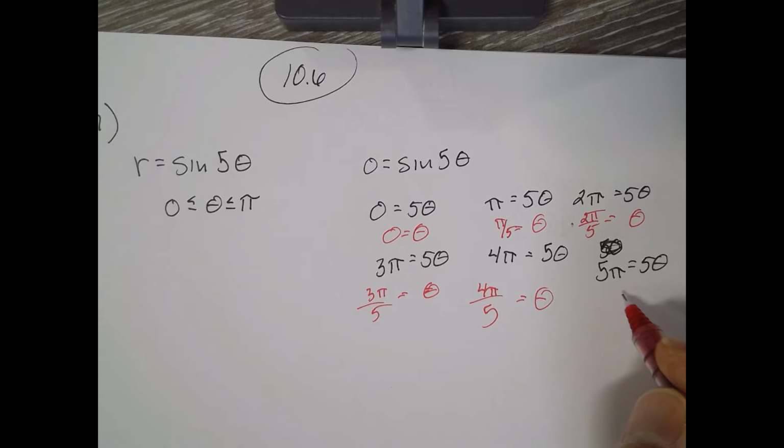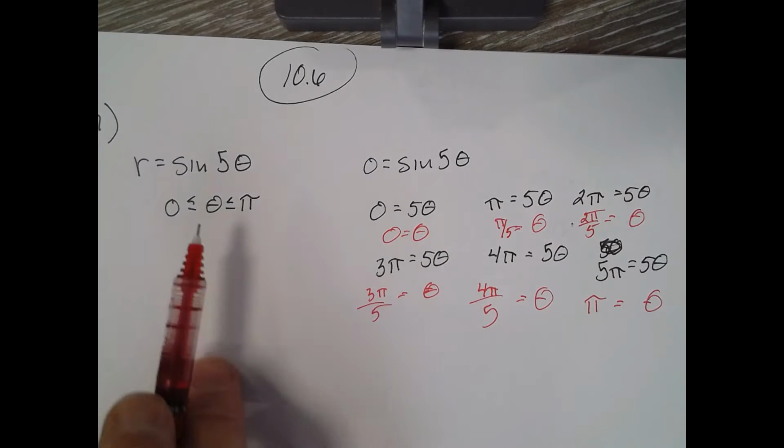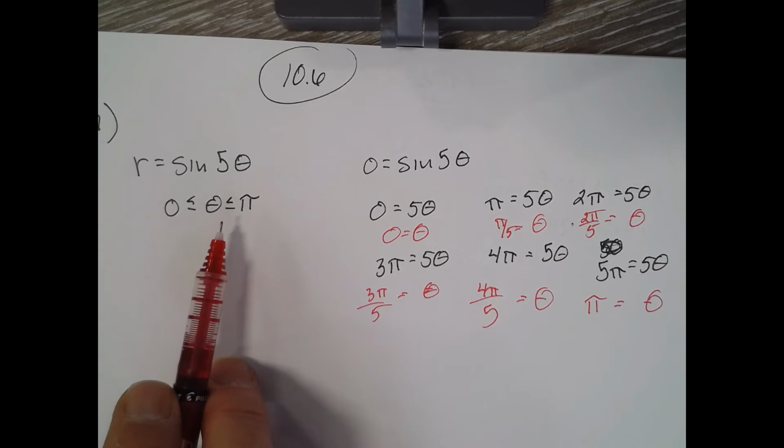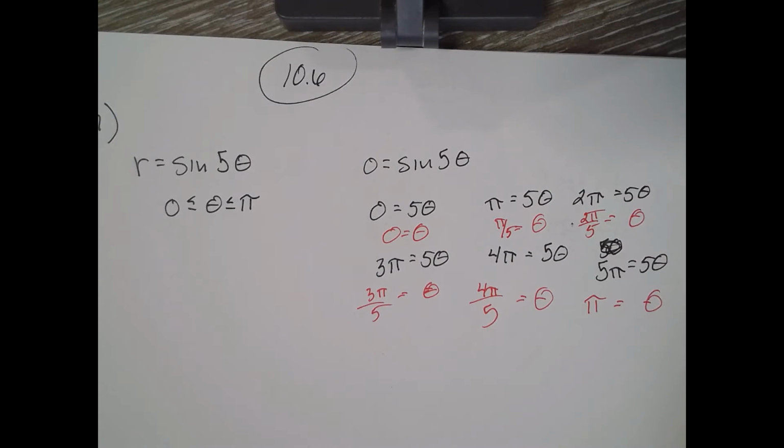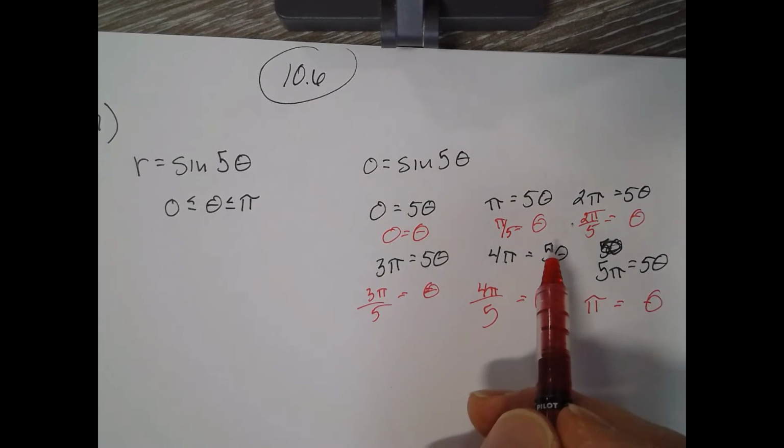In that, you can see the pattern 1, 2, 3, 4, 5. It'd be 6 pi over 5, which would be outside of our given domain for theta. Okay, those are our 6 angles. Now we just figure out the tangent of all those, and that's our slope.